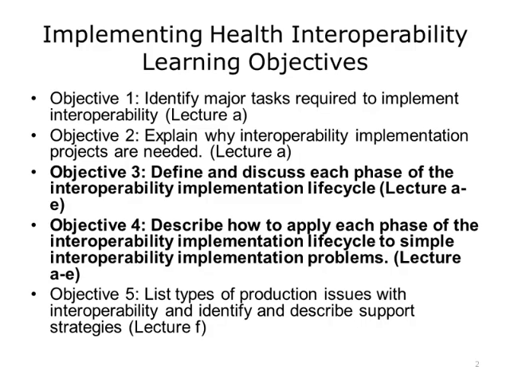This unit will cover the following learning objectives. 1. Identify major tasks required to implement interoperability. 2. Explain why interoperability implementation projects are needed. 3. Define and discuss each phase of the interoperability implementation lifecycle. 4. Describe how to apply each phase of the interoperability implementation lifecycle to simple interoperability implementation problems. And 5. List types of production issues with interoperability and identify and describe support strategies.